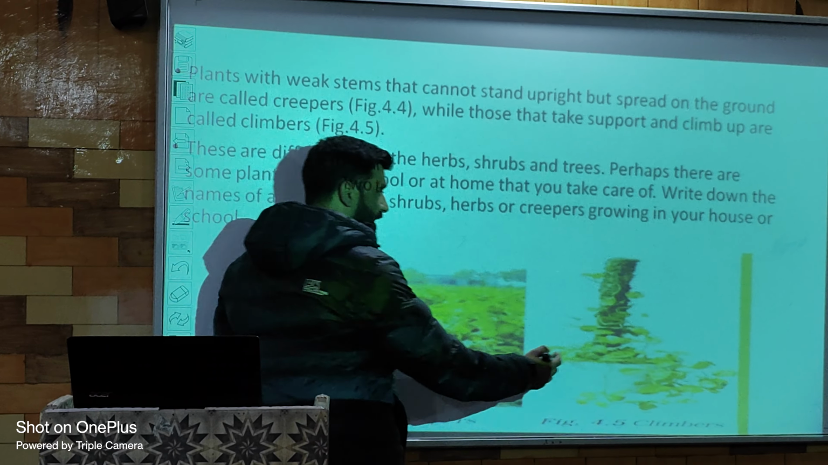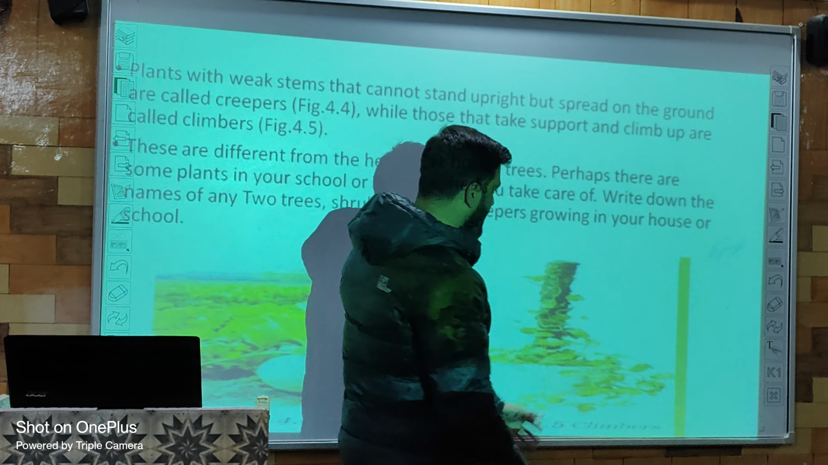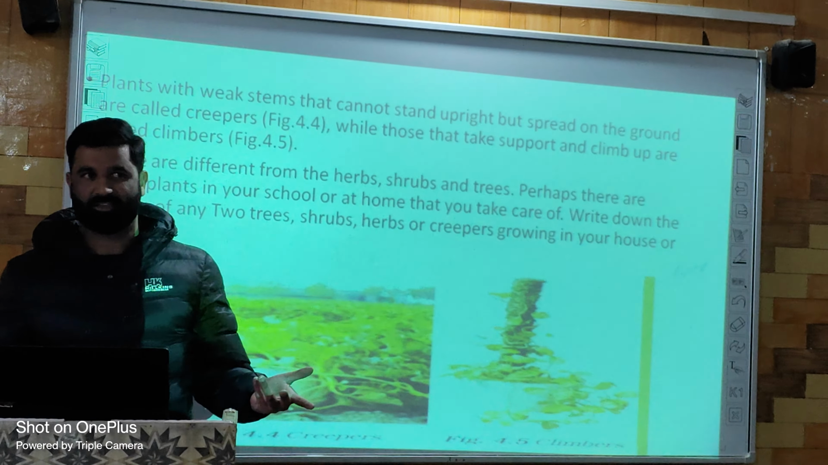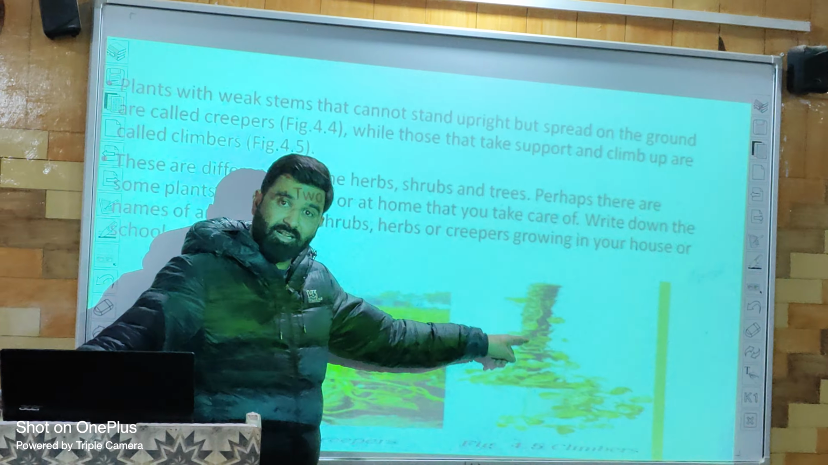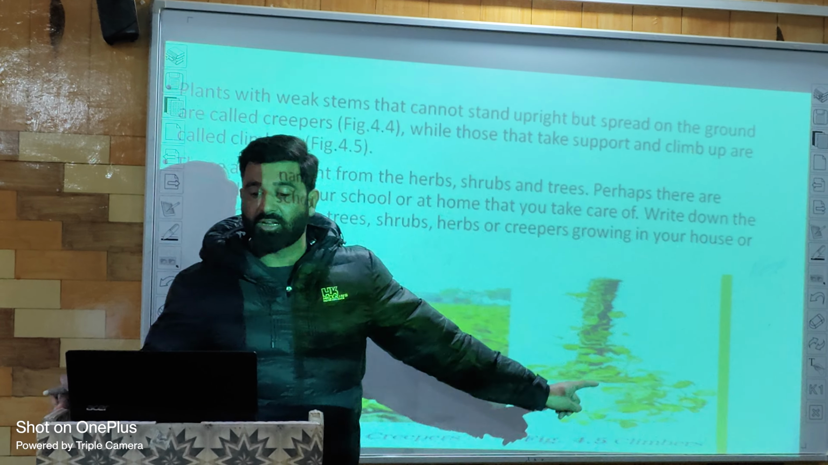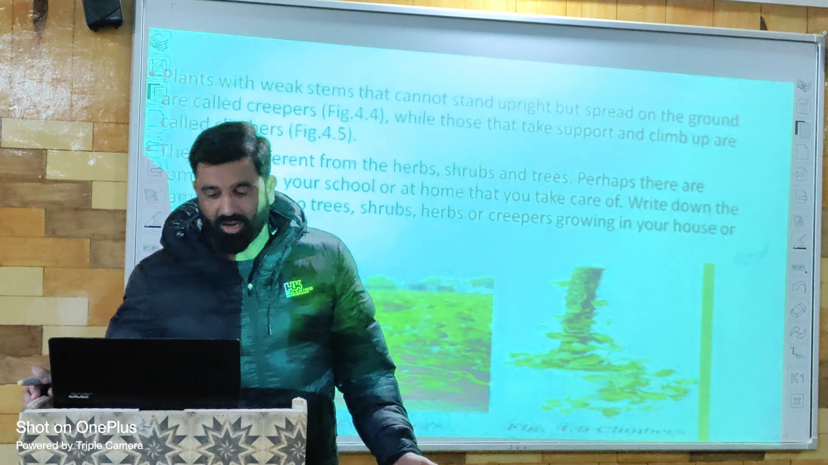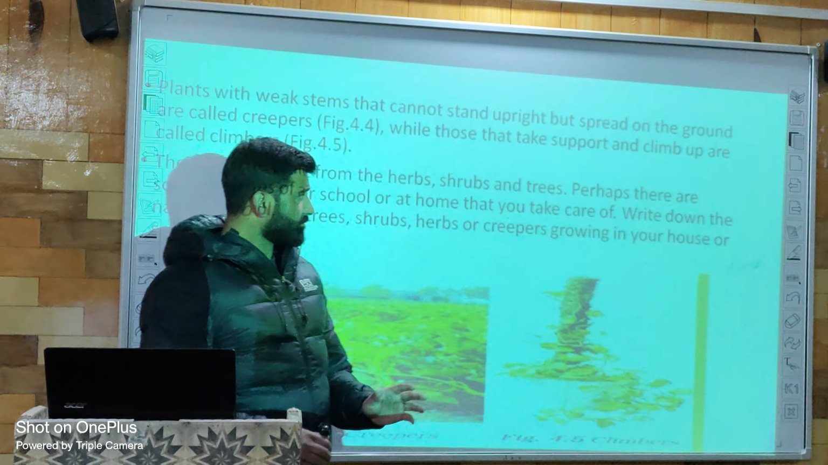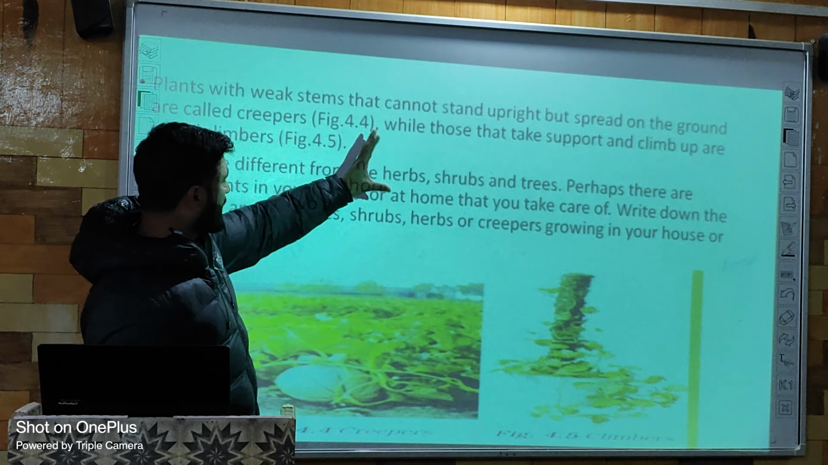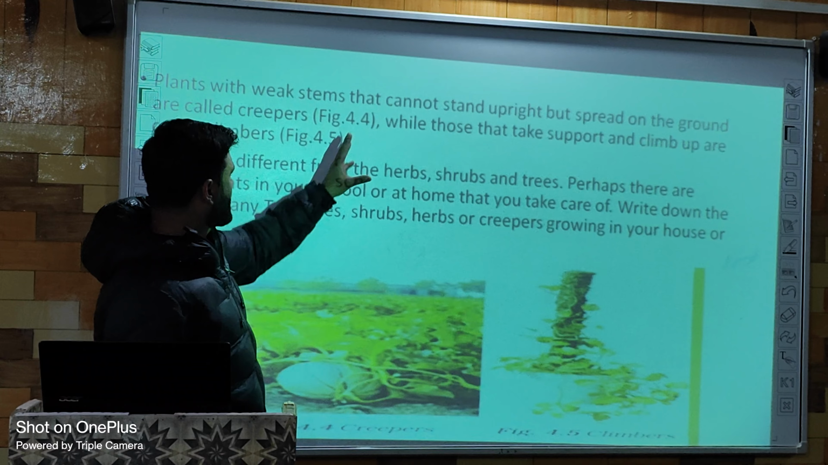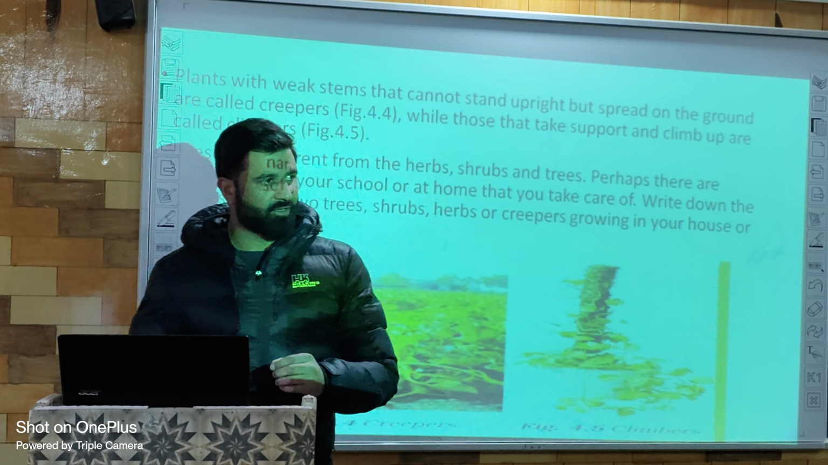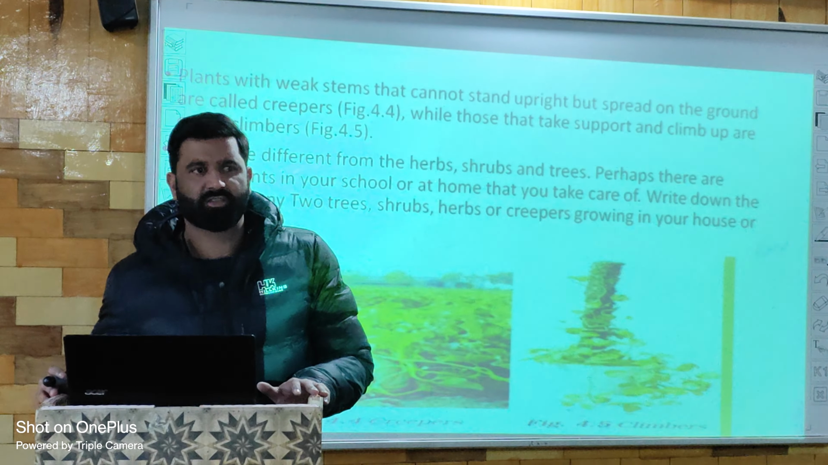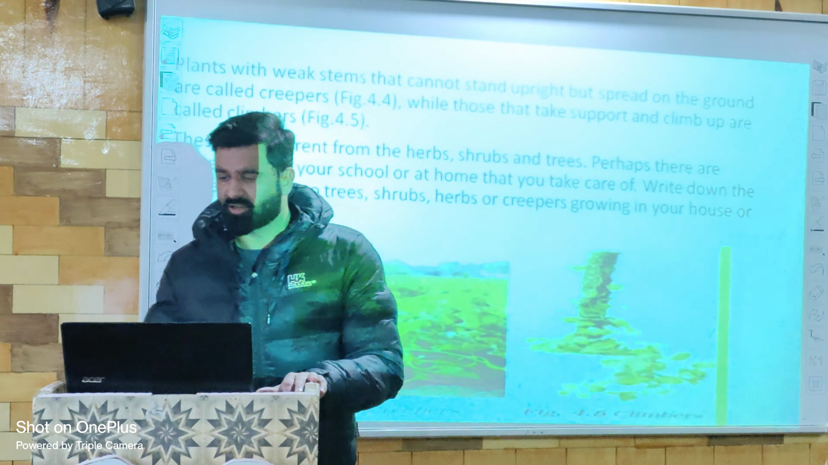And there is another type of plants who cannot stand upright, and they climb up on another tree. They take the support of another plant. They are called the climbers. Now, by categorizing and understanding these things, you are now able to give examples of the different types of plants. Now there are the creepers.